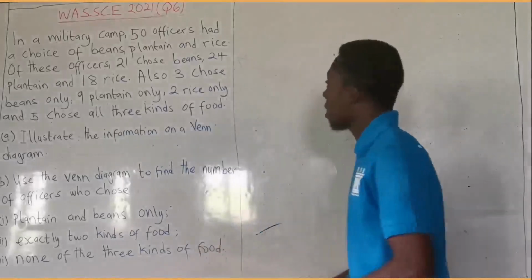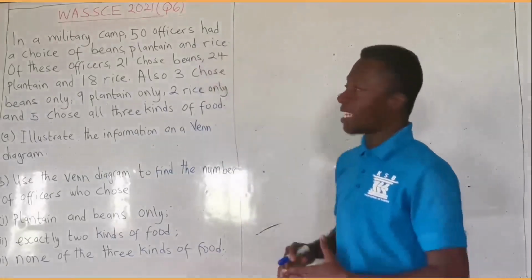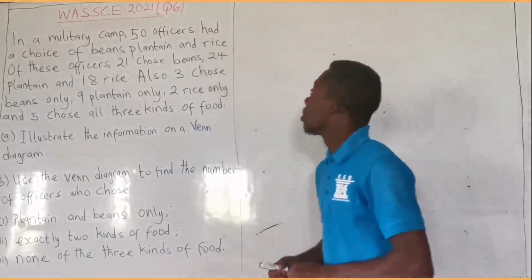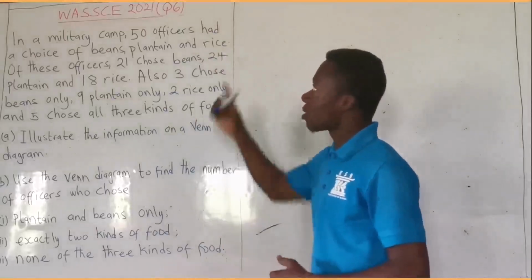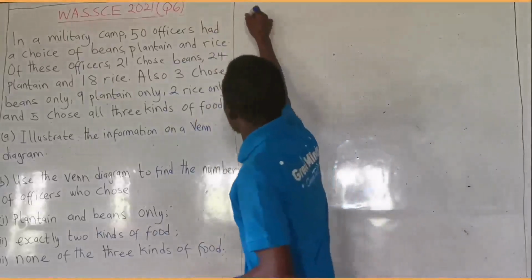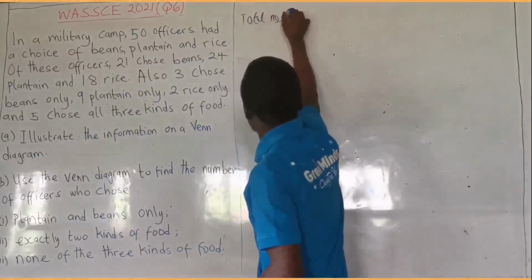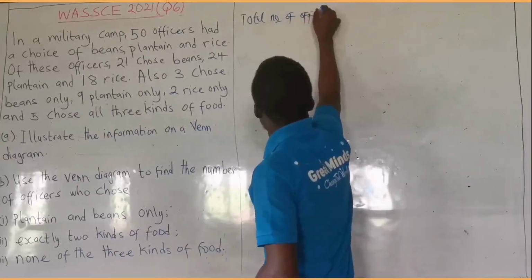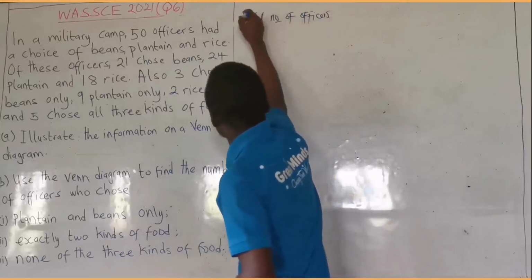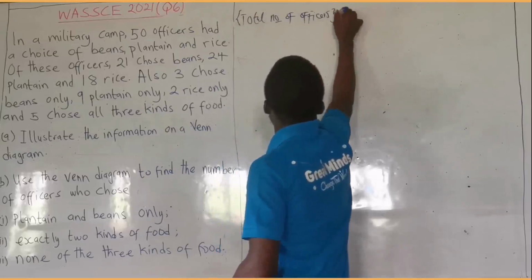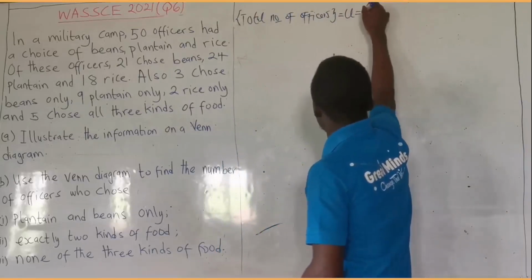So the first thing I need to do here is to have a representation for these items, the military officers. We know that the total number of officers in the military camp was 50, right? So I can say the total number of officers, using a square bracket, is equal to U, and that is equal to 50. I hope that is okay.